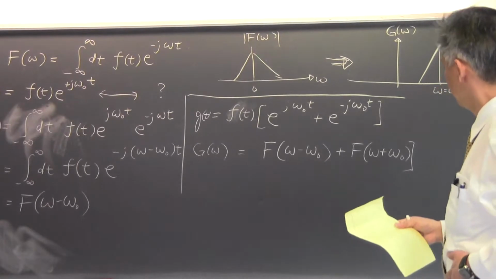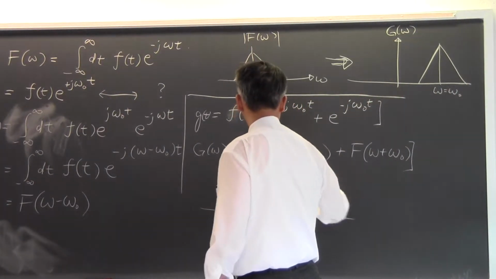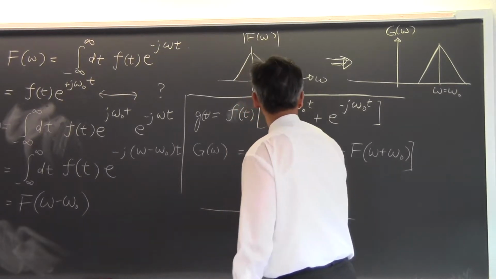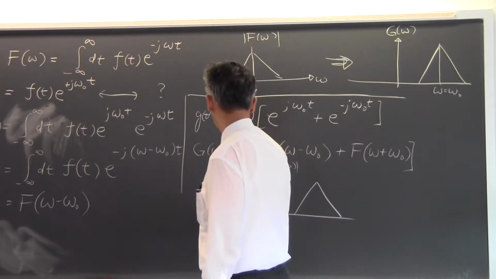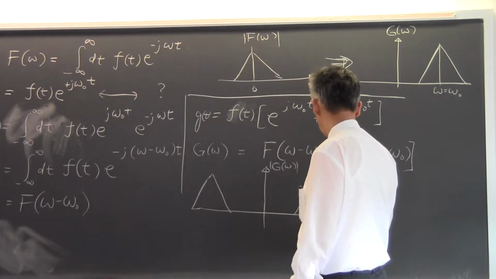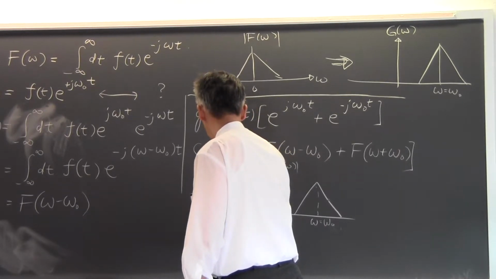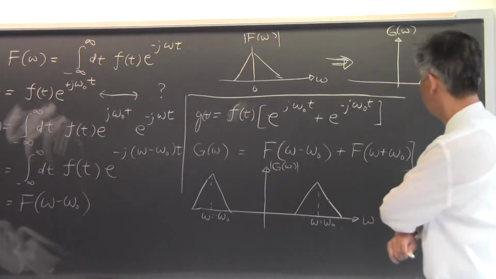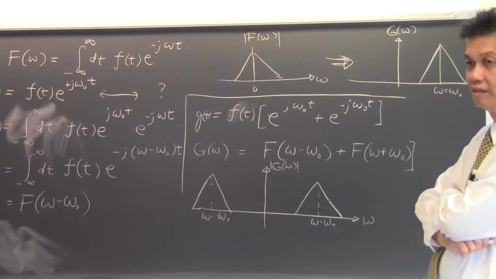Okay? And if I plot this spectrum now, you will have something that looks like this, as well as the part that looks like that. Okay. Is this clear?